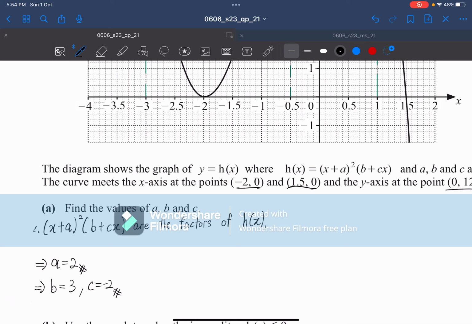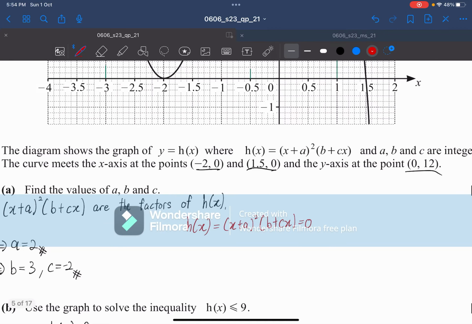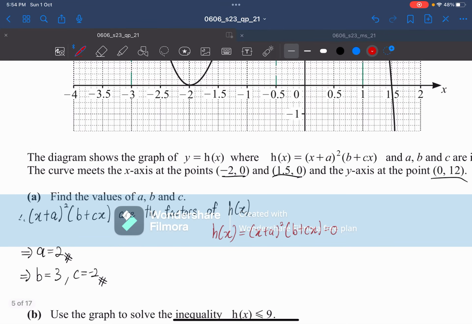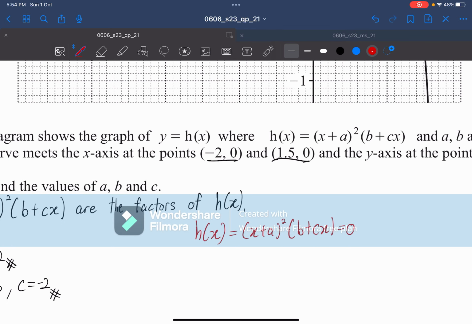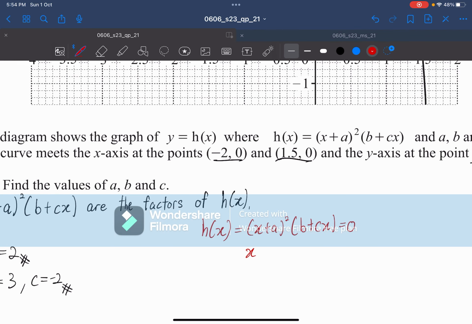Therefore, we can say that -2 and 1.5 are the roots of h(x). And we know that h(x), let me use a different color, equals (x + a) squared times (b + cx), and we set it equal to 0, right? And when this happens, we know that the values of the roots, in this case, are -2 and 3/2, or 1.5. So from that, we already know that the roots are going to be x equals -a, and x equals -b/c, if you were to find the roots.